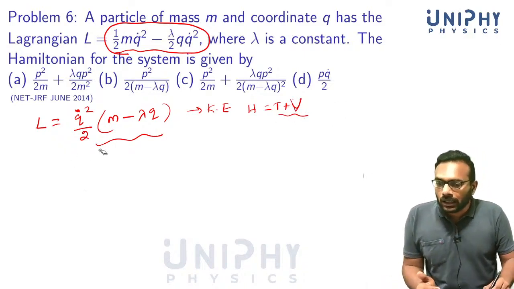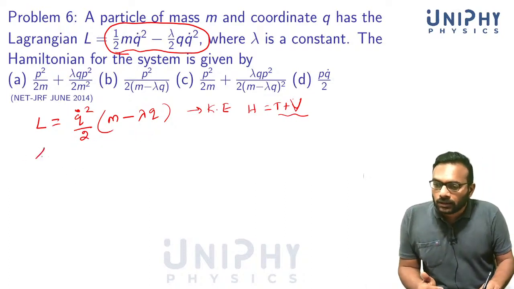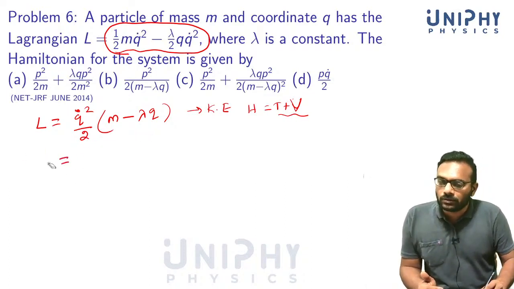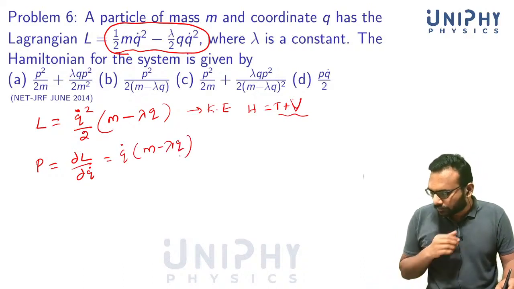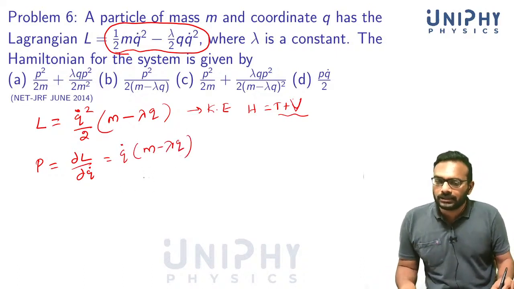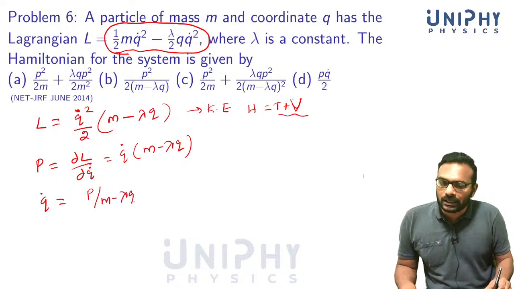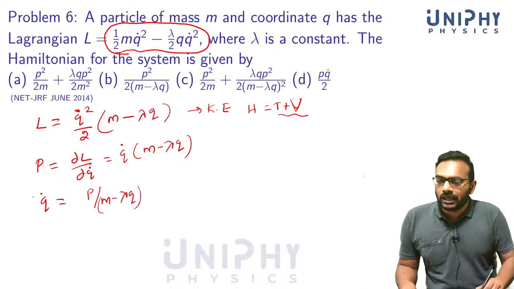So let's first find the momentum. p is equal to dou L by dou q dot, that's equal to q dot multiplied by m minus lambda q. From here you see that q dot is equal to p divided by m minus lambda q.